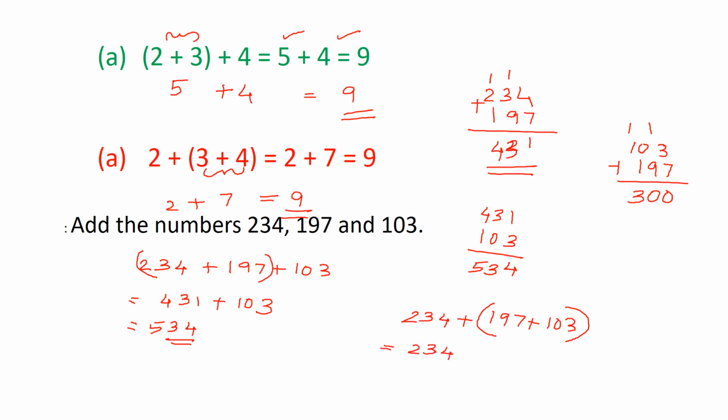So what do I get here? 234 plus 300. What is the answer, children? 234 plus 300. 2 plus 3, 5. 534. Are you getting the same answer? Yes. We are getting the same answer. But which way was easier for you? The second one. 234, 197 plus 103 was easier. Isn't it? Yes.